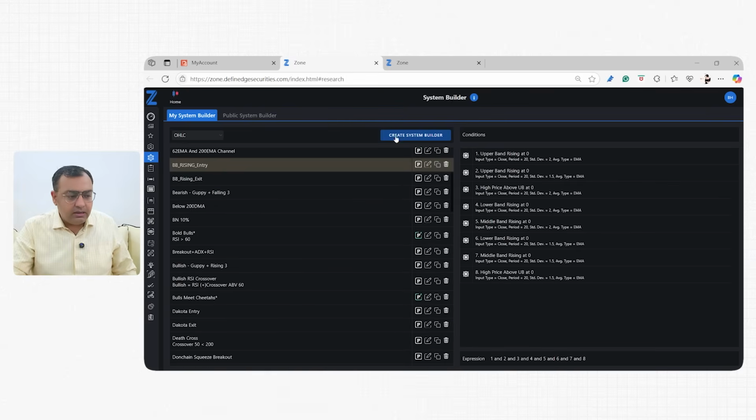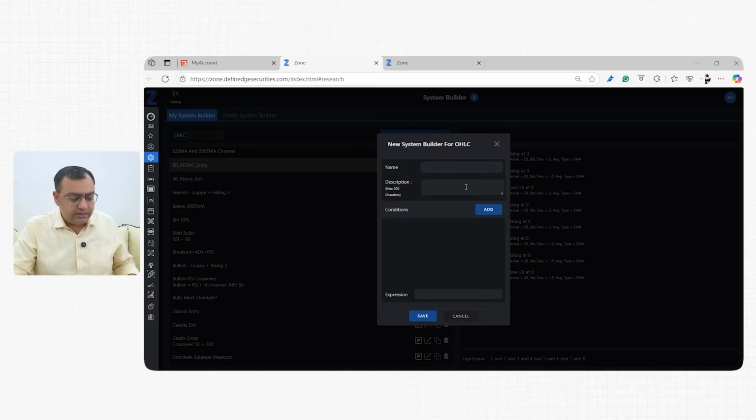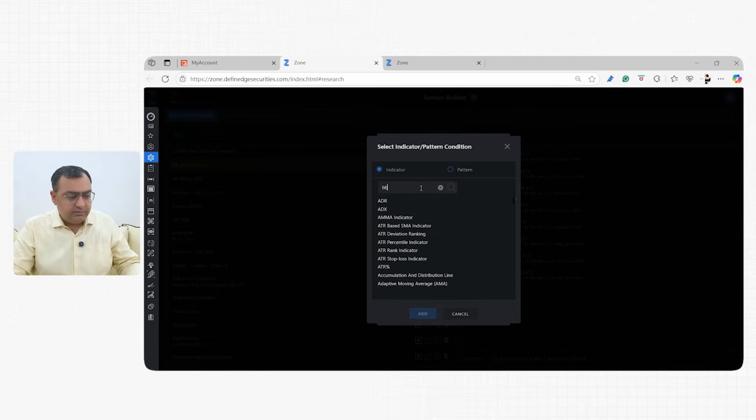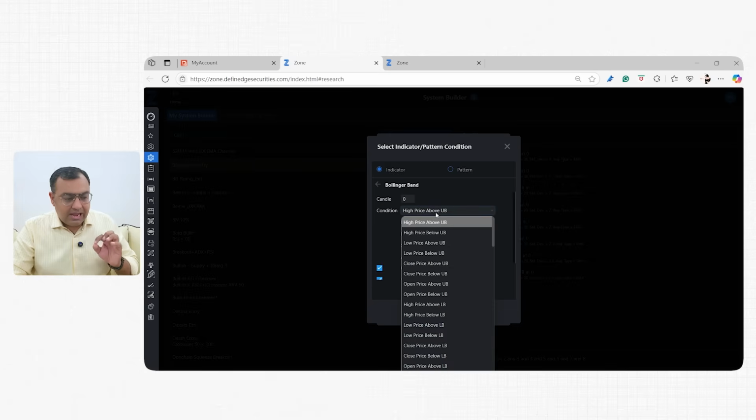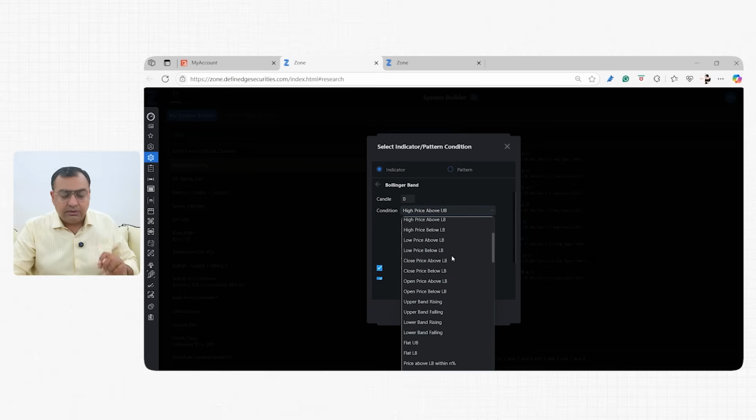Okay, so let me just show you how I've created this, how to build it up. I've taken Bollinger Band. Now I am looking at Bollinger Band Rising because this is a bullish setup. You can do a bearish setup as well. So I'll take the bullish structure over here, long only.